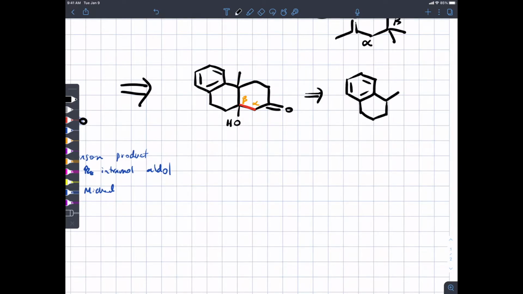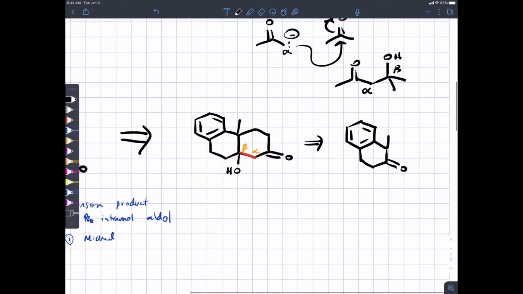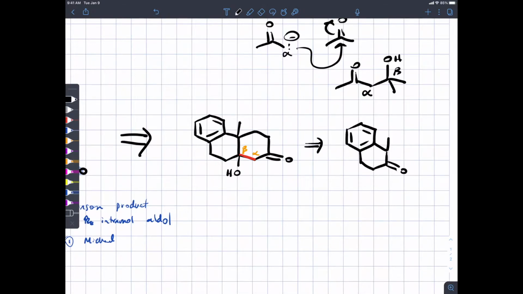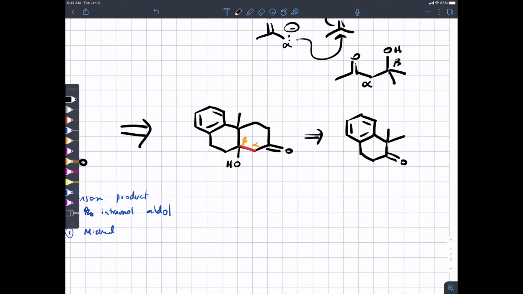How about on our beta carbon? What should the beta carbon be? The one that has the OH group was what before the reaction? Carbonyl? Okay, good, because that's what gets attacked by the enolate. How about on the other side? What should that have been? Probably the enolate, right?